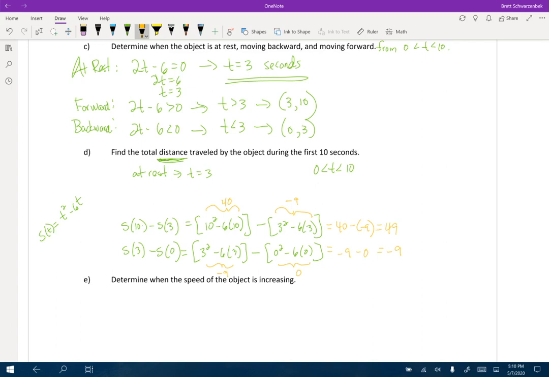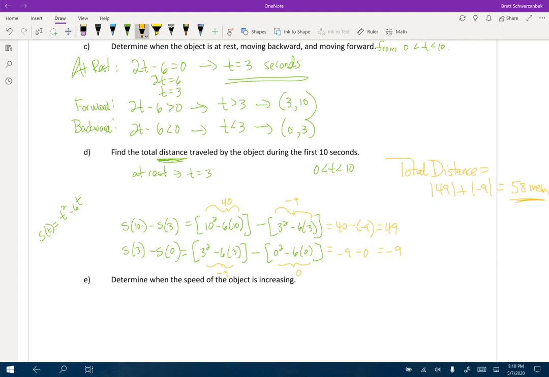So what do we need from this? We need the total distance. What is the total distance? It's the absolute value of the displacements. So it's going to be the absolute value of 49 plus the absolute value of negative 9, which is going to give you 58 meters as your total distance, 58 meters.